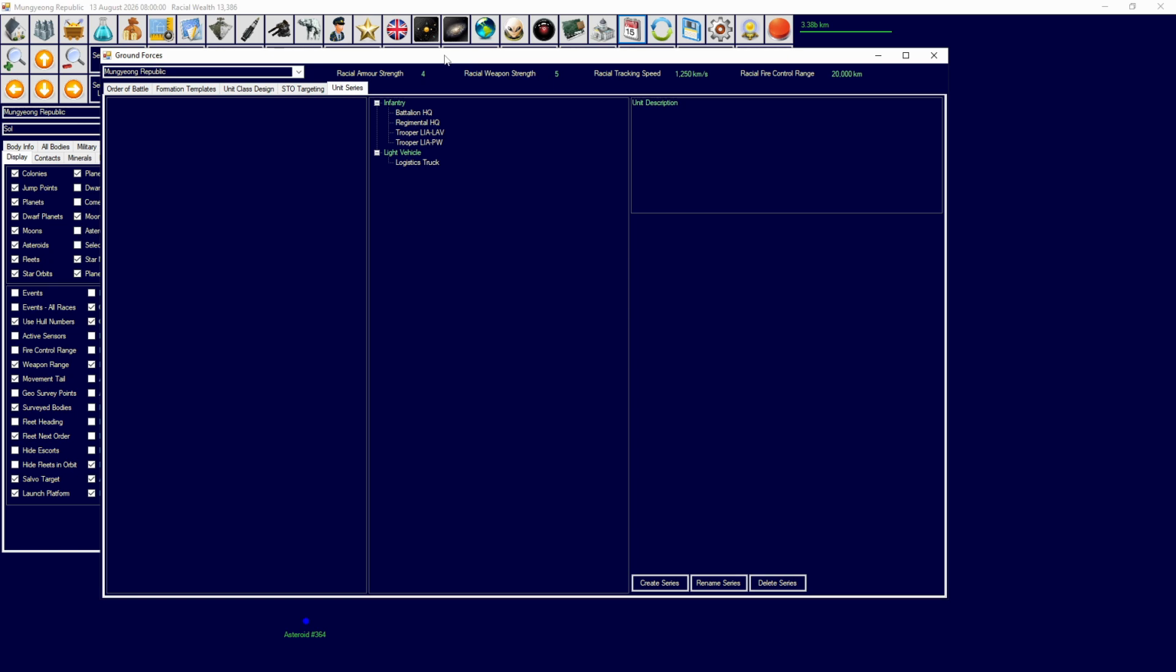With unit series, and it will understand this and will replace accordingly. So what do I mean by this? Let's say you have a light personal weapon. So we're going to create a series, light LAI, okay? We're going to then drag this over, right?